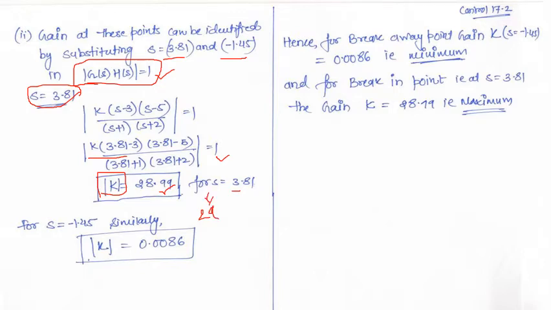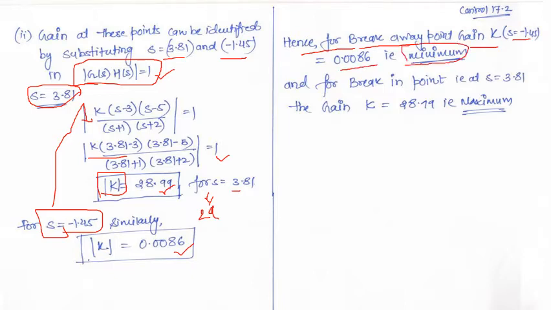And when you substitute minus 1.45 in the equation, which is here, just simply substitute s equals to minus 1.45 and solve that equation and find out the k value. You will end up with 0.0086. Now you can finally write down this statement. For the breakaway point at s equals to minus 1.45, the gain k is 0.0086, which is minimum.